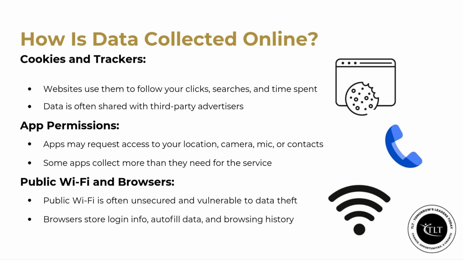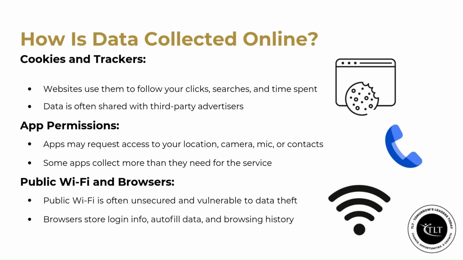These follow what you do online: what you click, search, how long you stay. All that info is often sent to third-party advertisers. Then there are app permissions. Installing an app might ask for access to your location, mic, or contacts. Sometimes that makes sense, like a map app needs GPS. But many apps ask for more than what they actually need. And that extra data can be stored, shared, or sold.